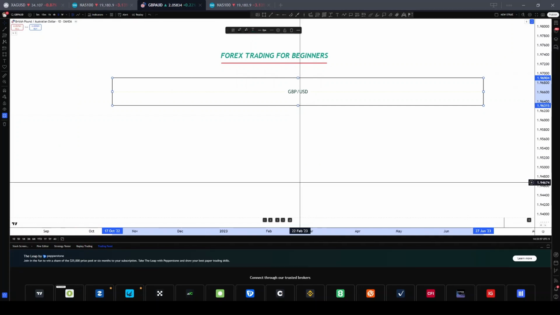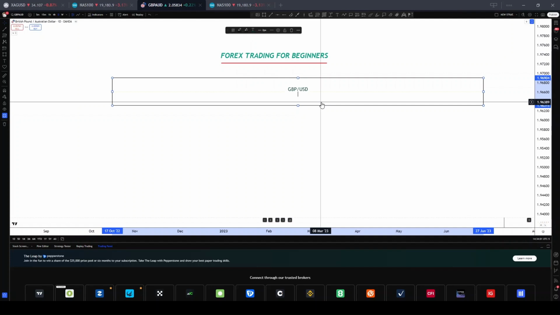Good. Or, for example, we have another one that is traded, the US dollar against the Japanese yen. So in this case, the US dollar is the base currency, while the Japanese yen is the quote currency. All right.